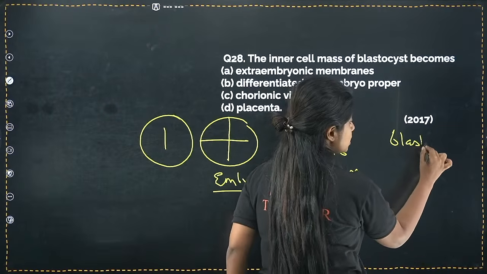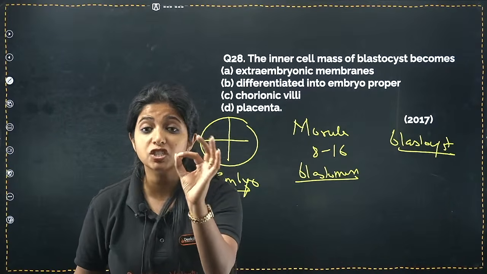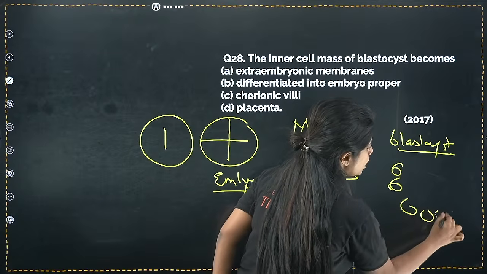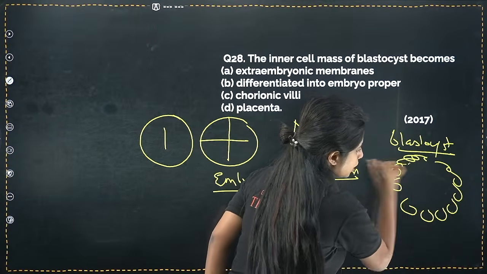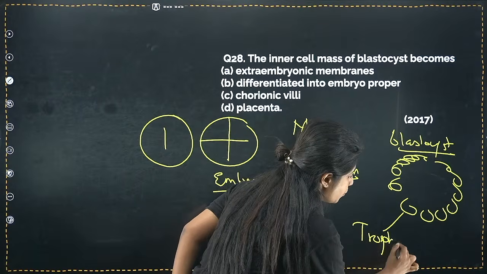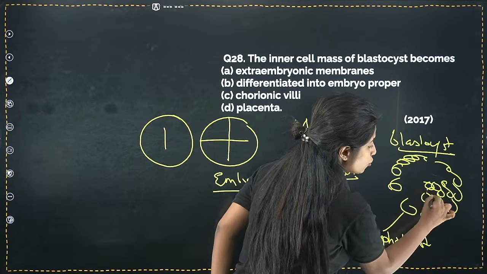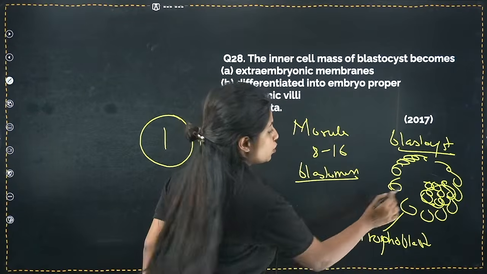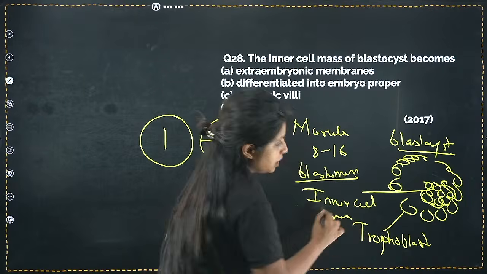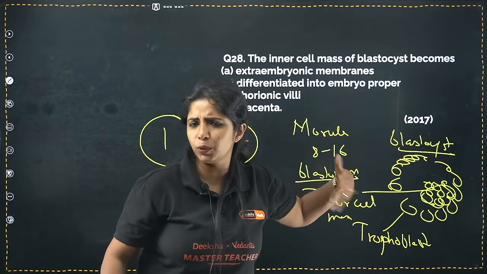The blastocyst has so many cells, but there is one distinguishing factor which is very important. You will have one outer layer, which is known as the trophoblast. Inside this you have another group of cells, which you call the inner cell mass. This embryo is known as the blastocyst, and it has a cavity in between.